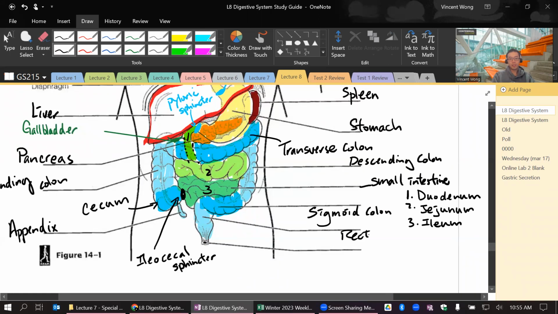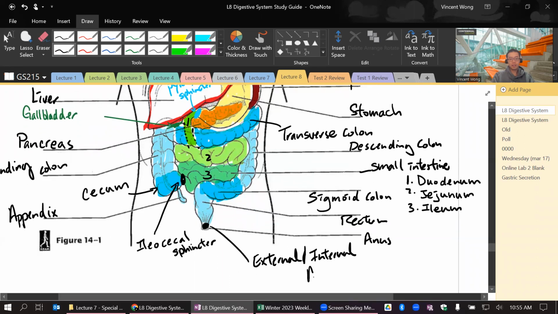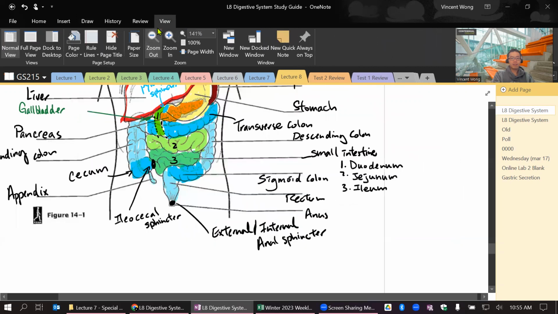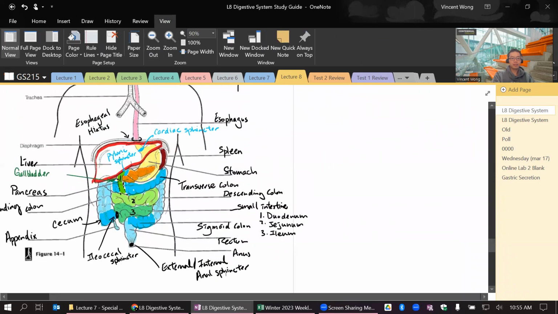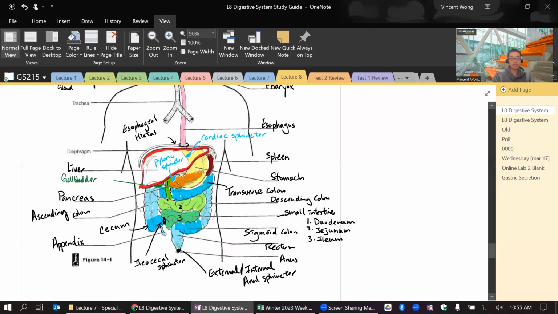And then finally, we store it in the rectum. And then that's the anus. And of course, there are two other sphincters here, right? External and internal anal sphincter. And there you have it. The completely labeled diagram.